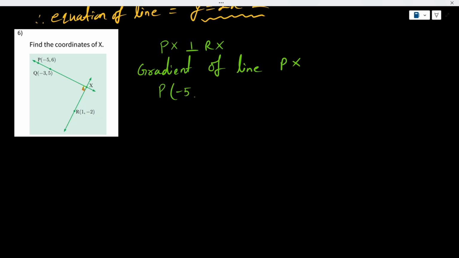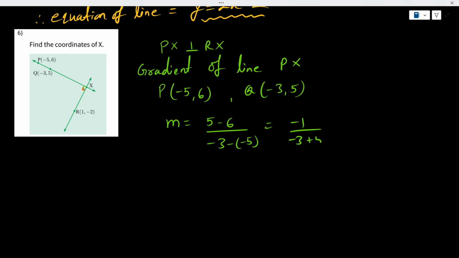So P has coordinates (-5, 6) and Q has coordinates (-3, 5). If I calculate the gradient, y2 minus y1 over x2 minus x1, so 5 minus 6 over -3 minus -5, which is -1 over +5... which is -1 over 2. So this is a negative gradient.